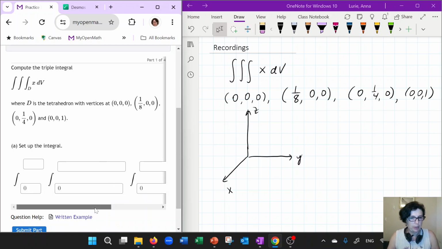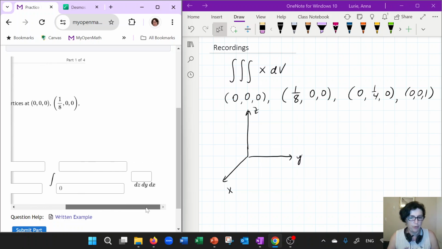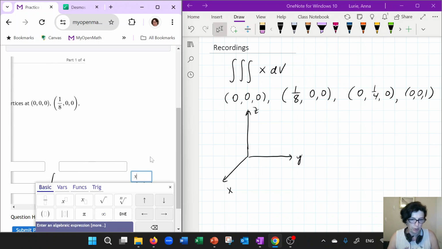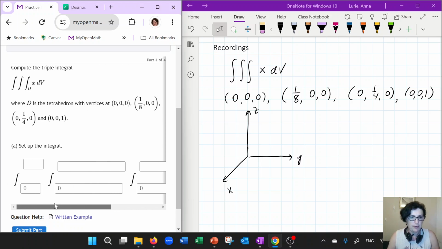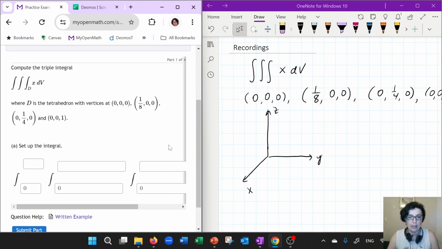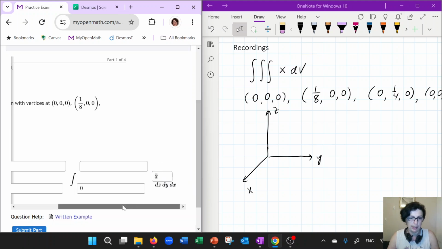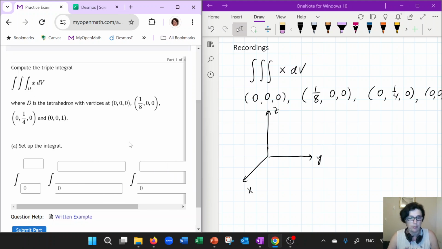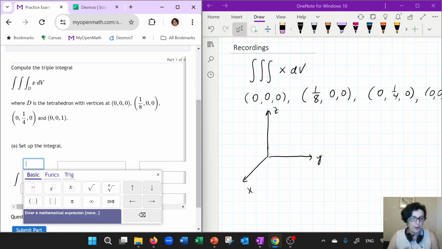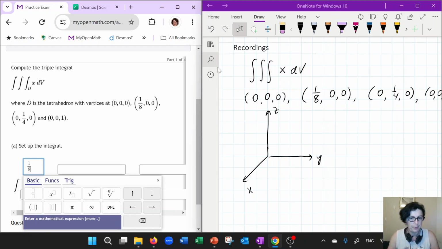Second, because we are trying to compute the integral of x, the integrand is going to be x. Now, if they said find the volume of a tetrahedron, then it will be integration of 1, so you would put 1 over here. But because it says integrate x, that's what I put. Now, to figure out the x limit is actually very easy. You just have to look at the x-intercept, and the x-intercept is 1/8. So that's going to be here.